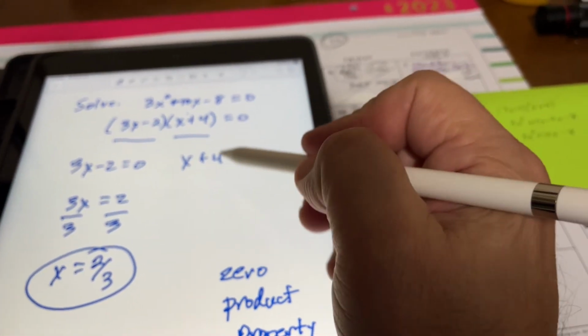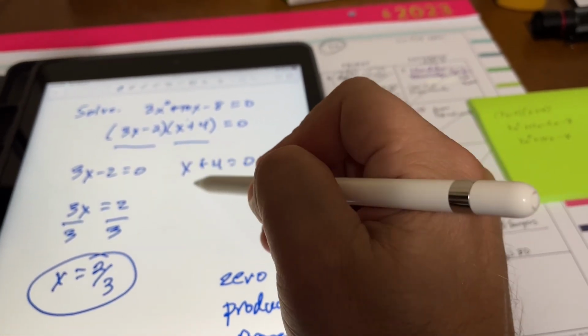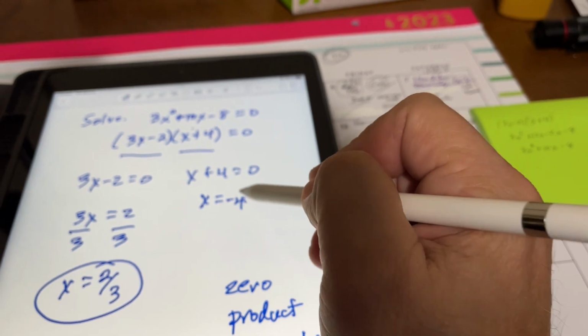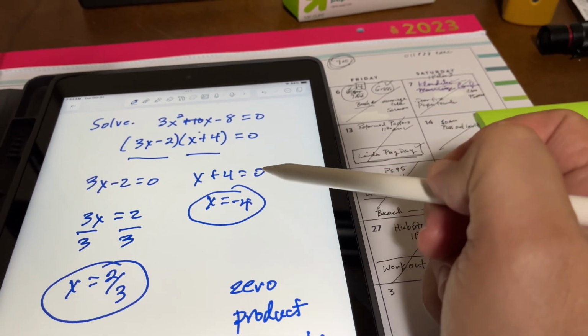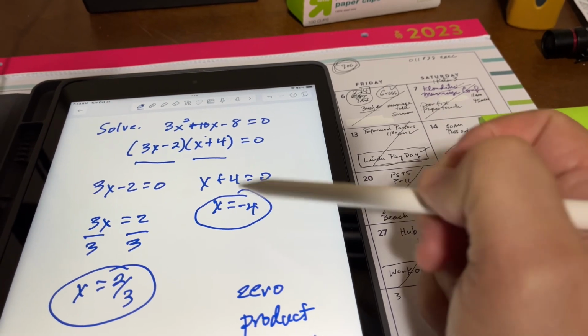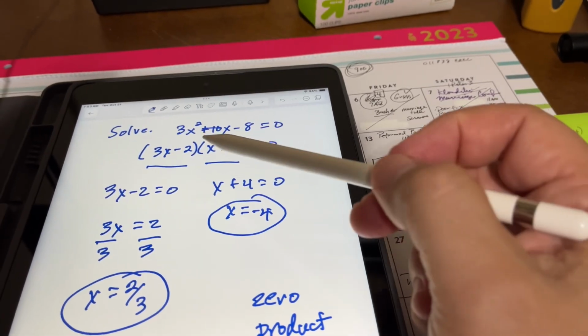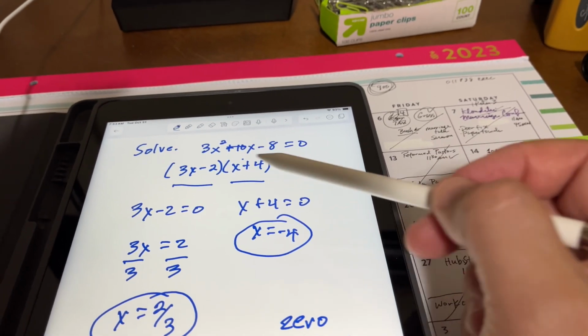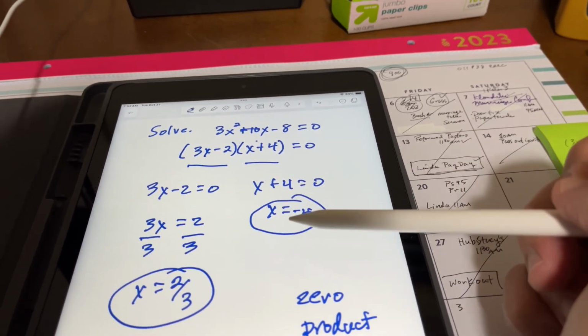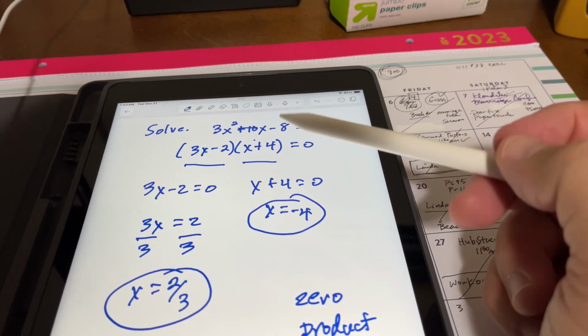The other one here, if you subtract 4 from both sides, you're going to get x equals -4. So if you subtract 4 here, you get 0. Subtract 4 here, you get -4. And so we're saying if you put -4 in here for x there and there, and you do the math, you will get 0. So we have two solutions here to this.